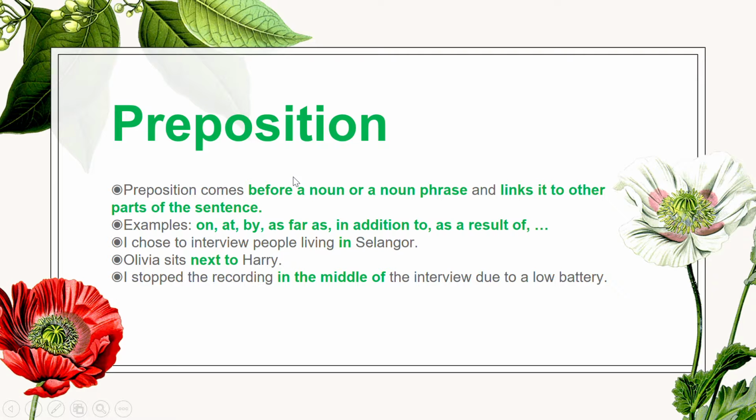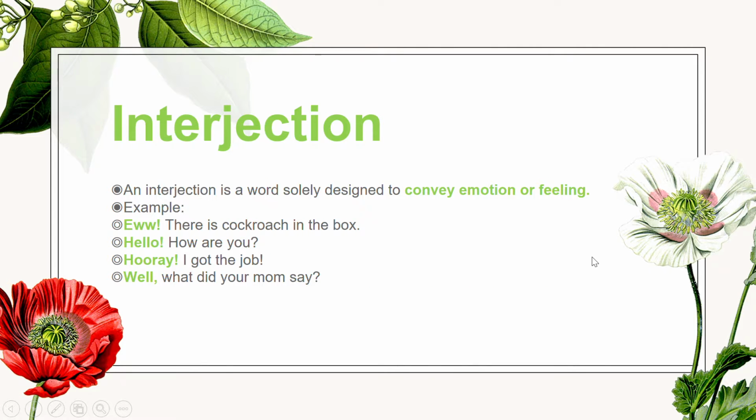If your first language is Chinese, you should know what on, at, by, as, for, as, in addition, as a result of mean in your first language, so that you know what they mean. Okay, that's basically it. Next, as I mentioned, an interjection is a word that is used to convey emotion or feeling. Words like hello, hooray, well. Those words usually come with an exclamation mark after them. That is when you know it's an interjection.